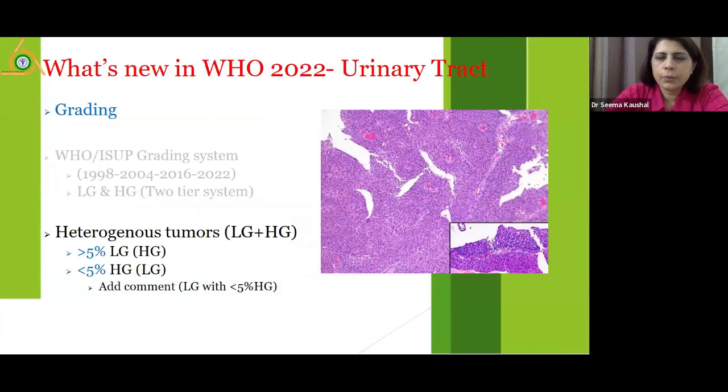Another thing I want everyone to remember is that not all urothelial tumors will be purely low grade or high grade. In your practice, you see that many tumors have mixed morphology, with heterogeneity. Some areas show low grade, some areas show high grade. So now WHO recommends a cutoff: if you are seeing a heterogeneous tumor with low grade and high grade areas, and you have more than 5% high grade areas, this tumor should be classified as high grade urothelial carcinoma. If it is less than 5% and predominantly low grade, just add a comment: low grade with less than 5% high grade area. So 5% is the cutoff. More than 5%, straight away it goes into high grade. Less than 5%, add a comment. Less than 5% high grade areas are safe.